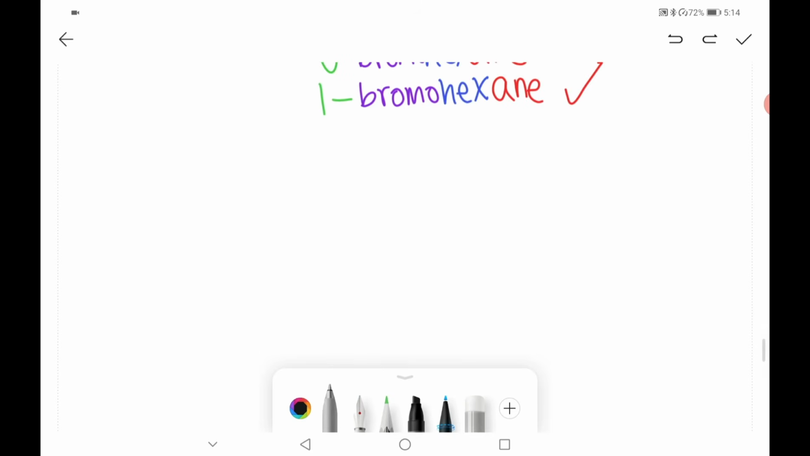I'll show you what to do with a carbon branch. Same thing, I will show you two examples here. What happens if the branch is a carbon branch?